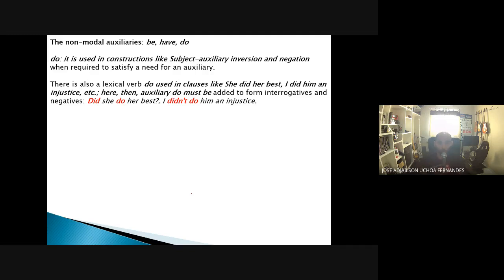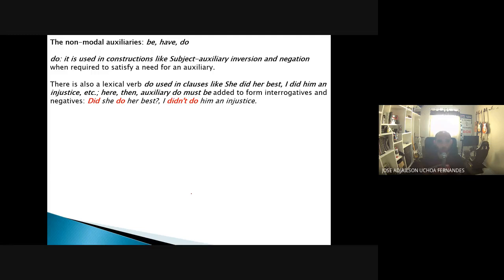The non-modal auxiliaries are be, have, and do. We have the modal auxiliaries, which are the modal verbs. What are the modal verbs? Those are the ones that you use to modalize sentences, like may. He may have arrived by 7. So with modal verbs, you reduce the degree of certainty or assertiveness of a sentence. That's why we say you should modalize your text, not to be so assertive. Okay, so the non-modal auxiliaries are be, have, and do.